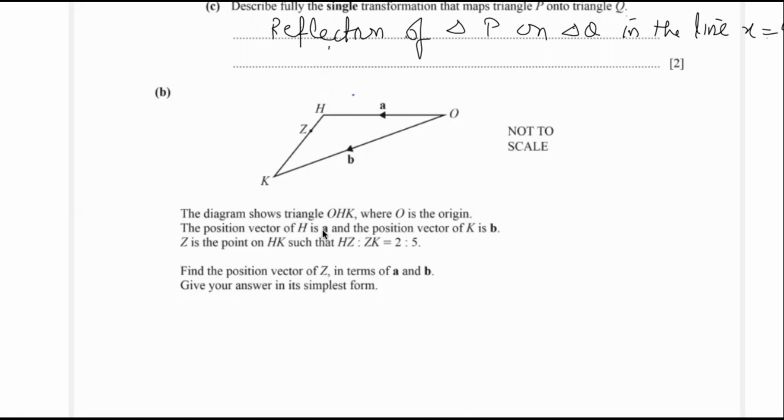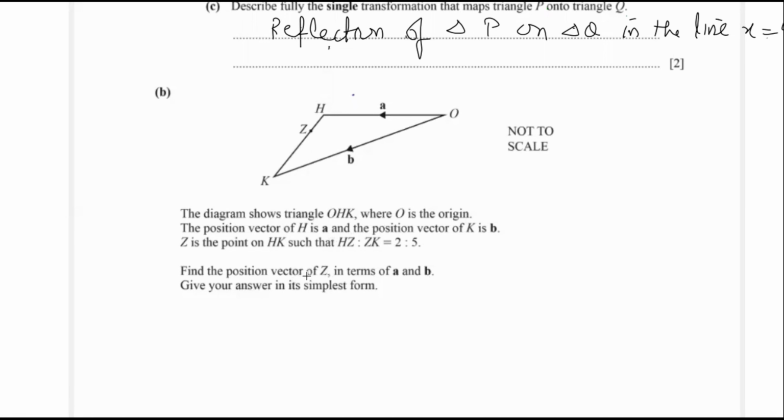Part B. The diagram shows the triangle OHK where O is the origin. The position vector of H is a and the position vector of K is b. Z is the point on HK such that HZ to ZK is 2:5. Find the position vector of Z in terms of a and b. Give your answer in simplest form.